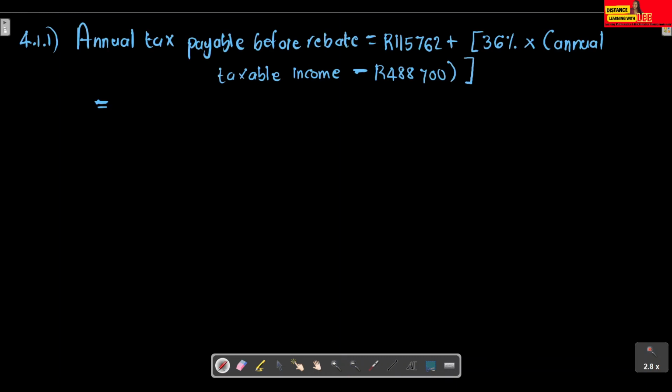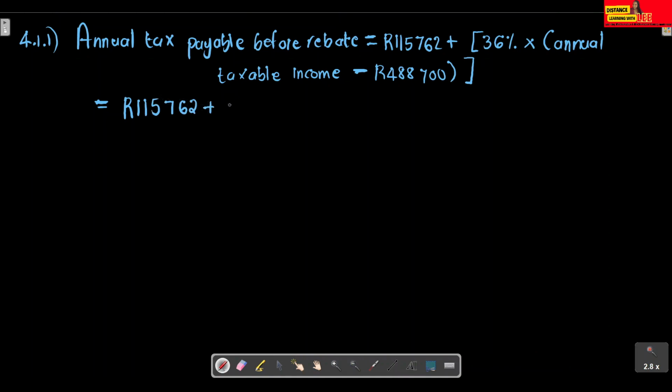I'm just going to quickly write down the formula that we're going to use to calculate the annual tax payable before the rebate. All right, so I've rewritten the formula here. To get the annual tax payable before the rebate, all you need to do is take 115,762 plus, in square brackets, 36% multiplied by the open brackets annual taxable income minus 488,700. Okay, so here we are just going to substitute all the values that are given to us.